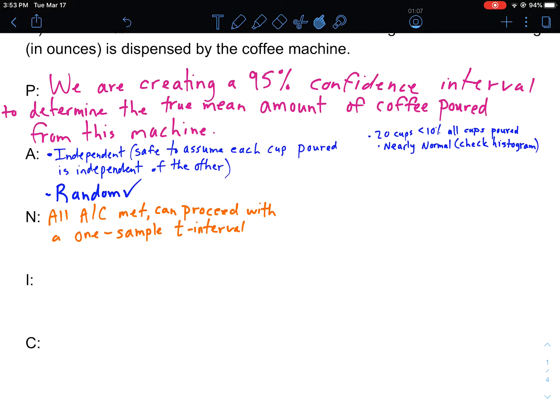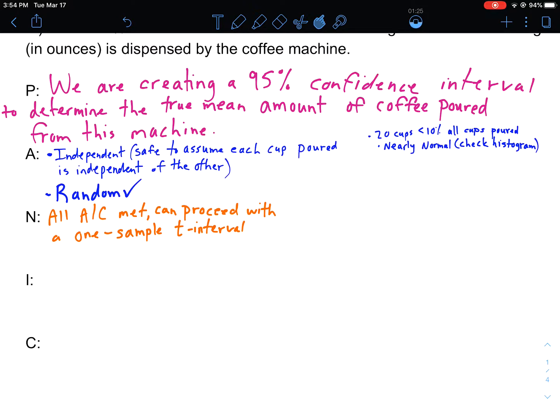And again, I'm going to talk through all of these. If you want to pause and just write them down, you can, but I'm going to keep going. So again, what's our P? What's the parameter here? We are creating a 95% confidence interval to determine the true mean amount of coffee poured from this machine.